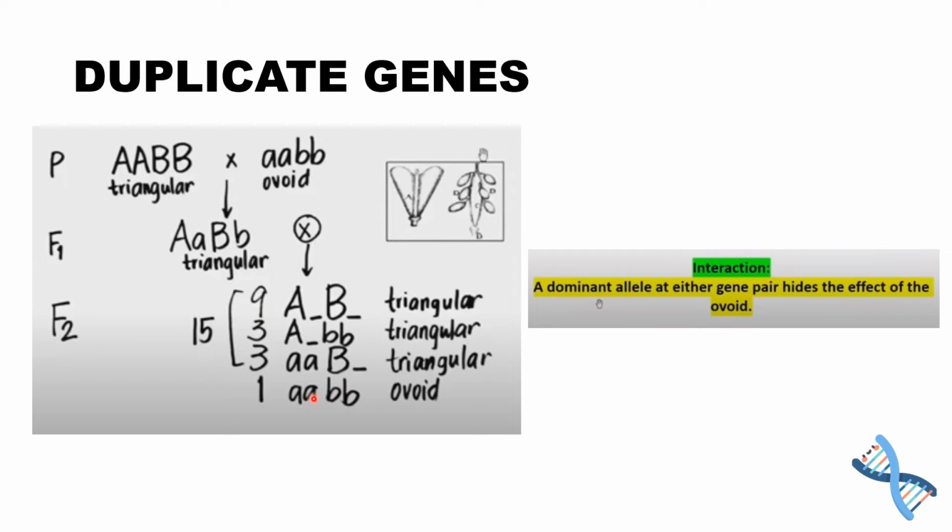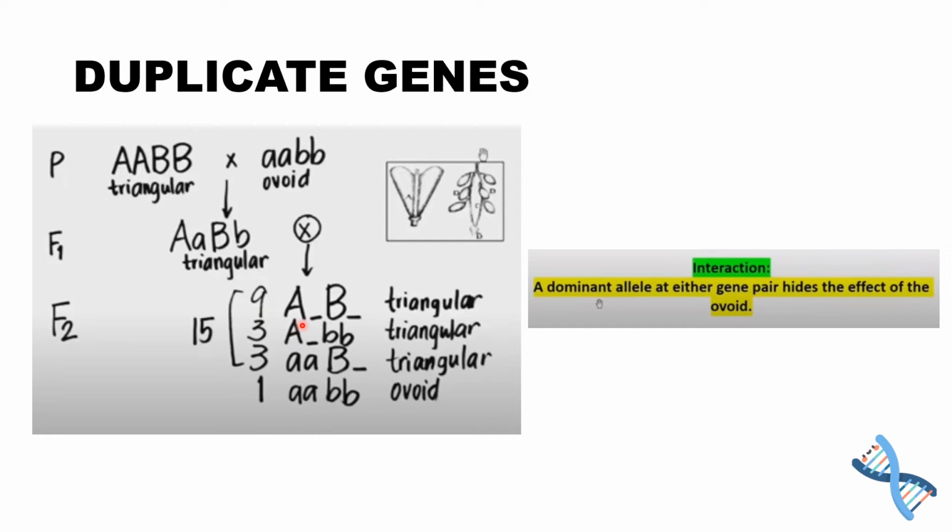So, ganyan. Triangular siya kasi meron siya nung present nung A at saka meron siya nung present nung B. Then dito naman sa isa, ovoid siya kasi wala yung dalawang dominant A and B. Puro homozygous recessive A at saka homozygous recessive B. Now, pag krinos mo ito, ito yung kalalabasan. May dominant A at saka may dominant B, kaya yung kalalabasan pa rin nung shape is triangular. Now, if you cross this with each other, ito yung kalalabasan. Ito na yung kalalabasan. 15:1.